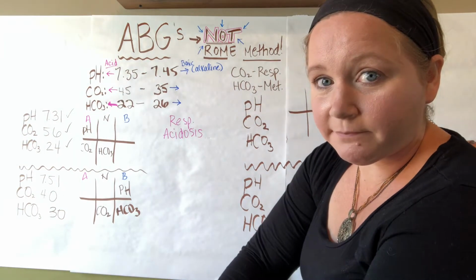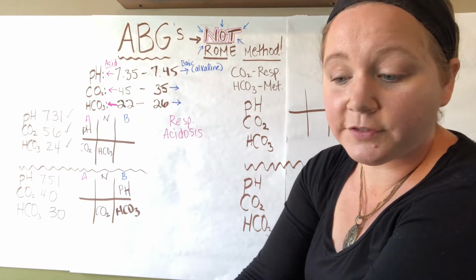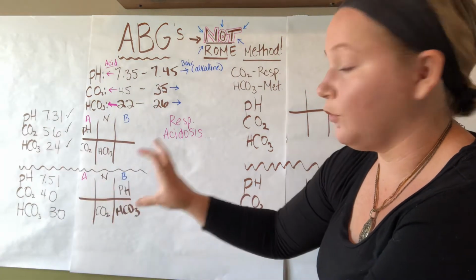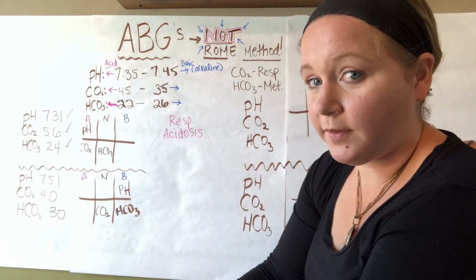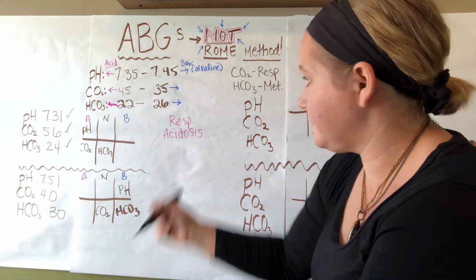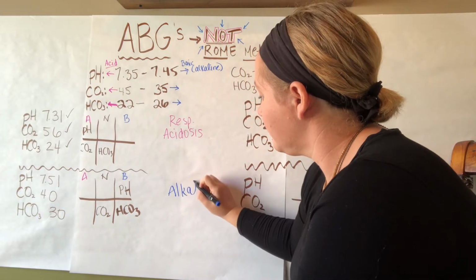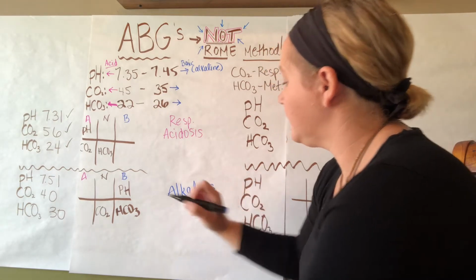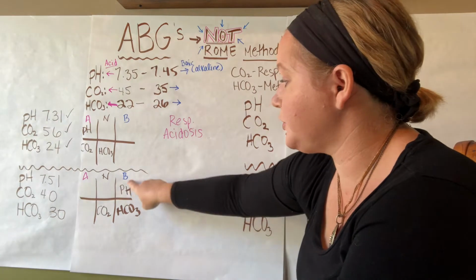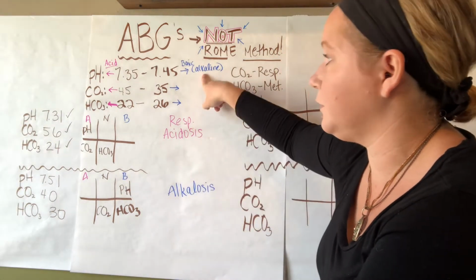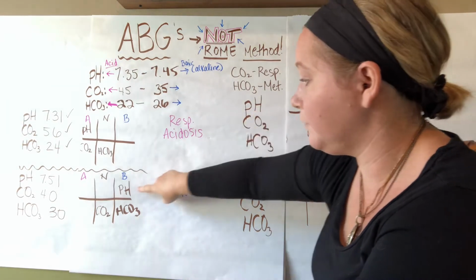So let's name it. Your pH tells you what you're in. Always start with that first. Is it in the acid, the normal, or the base side? The base side, right? And base is my alkaline side, so I can call this alkalosis. What kind of alkalosis are we in, though? Because this pH is sitting in the base side, I can call it alkalosis, because a 7.51 pH is very alkaline. It's in this base box.